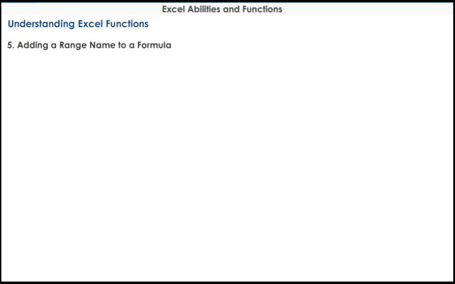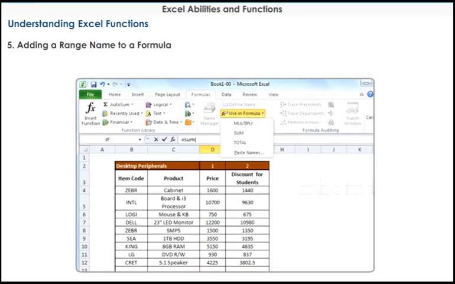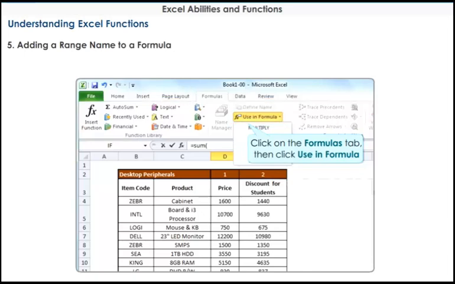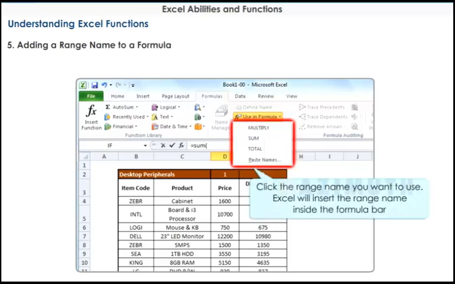Adding a range name to a formula. Click on a cell in which you want to build the formula, then type equal. Then type in any operands and the operator you need before adding the range name. Click on the Formulas tab, then click Use in Formula. Excel will display a list of range names in the current workbook. Click the range name you want to use. Excel will insert the range name inside the formula bar.